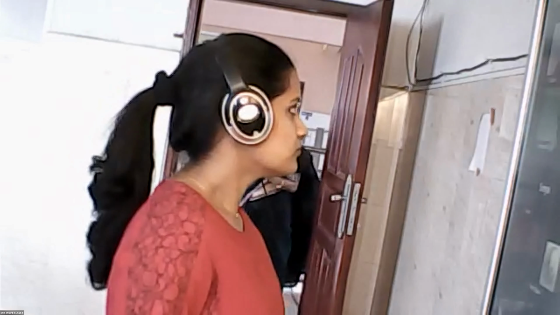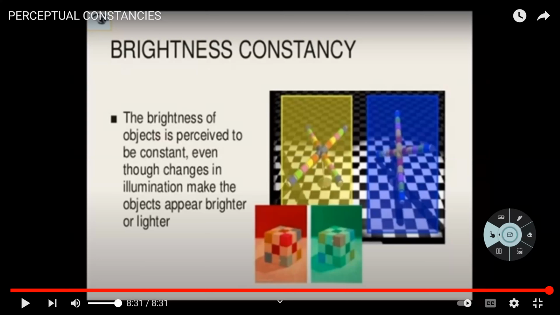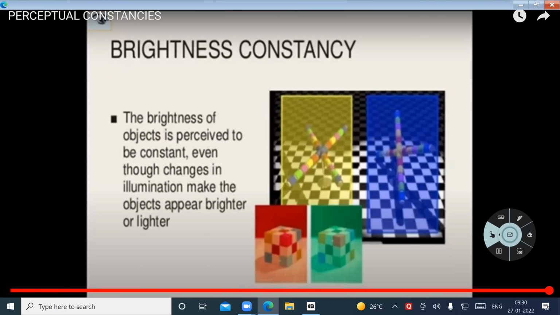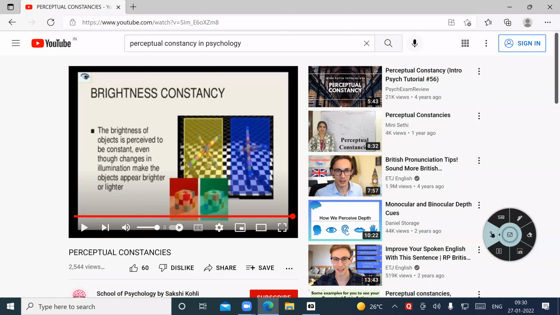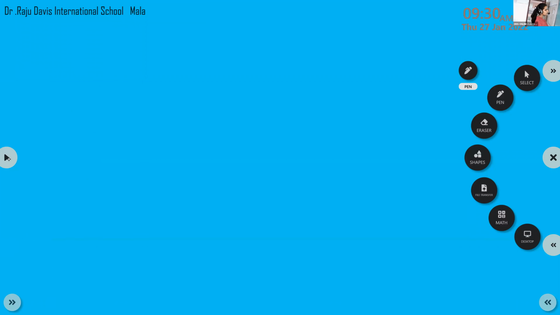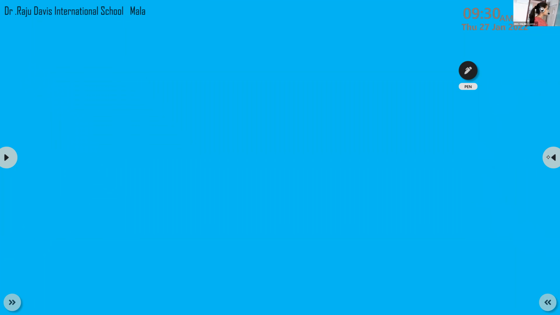Any other description for constancy? Perception of relative stability in spite of the changes in the stimulation of sensory receptors is called perceptual constancy. Okay, all right. So generally, when we discuss constancy, it's very easy to learn. If you know the basic definition of constancy, it's very easy to explain or describe the rest of the three types.